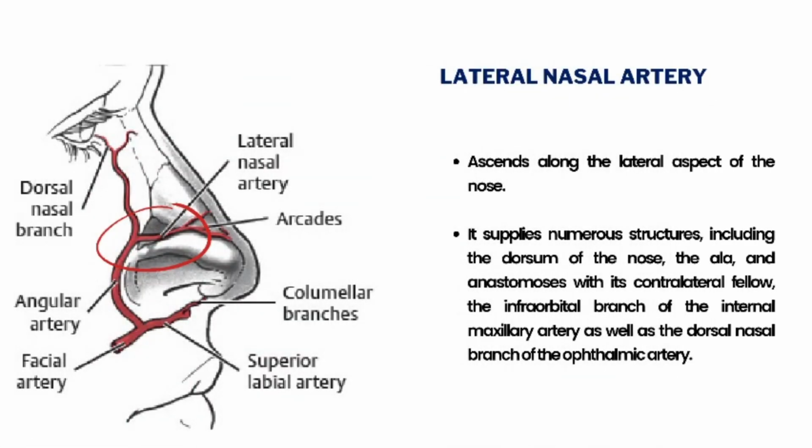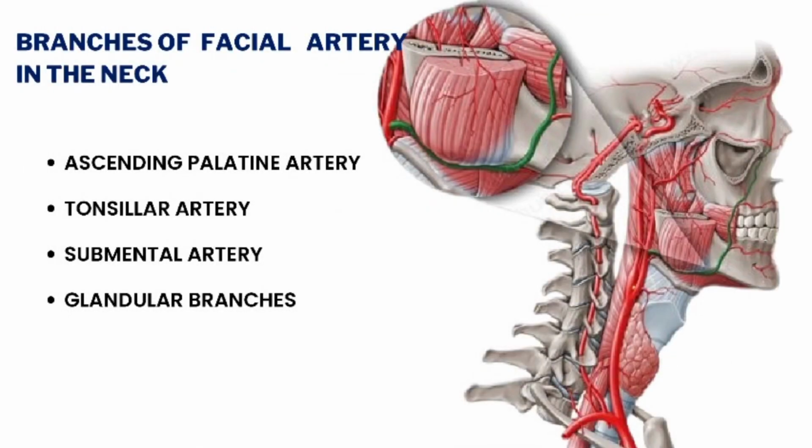And lastly, the lateral nasal artery. It ascends along the lateral aspect of the nose. It supplies numerous structures including the dorsum of the nose and the alar part of the nose, and anastomoses with its contralateral fellow, the infraorbital branch of the internal maxillary artery, as well as the dorsal nasal branch of the ophthalmic artery. Next, the branches of the facial artery in the neck.